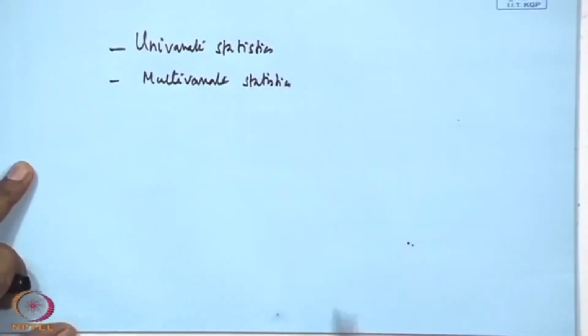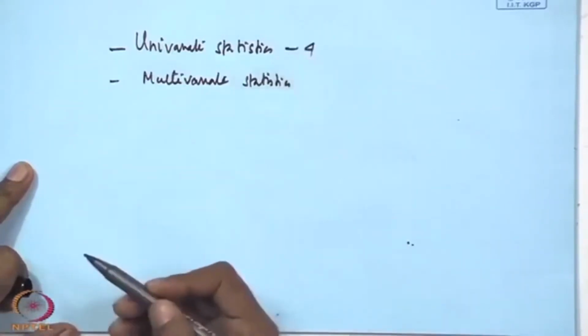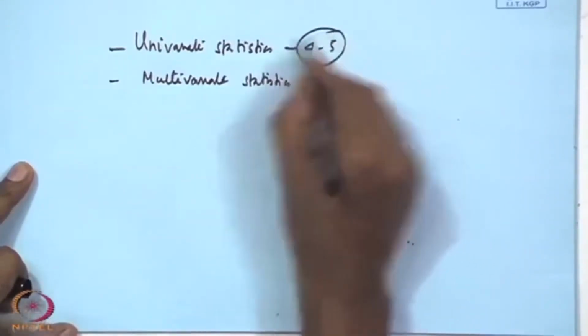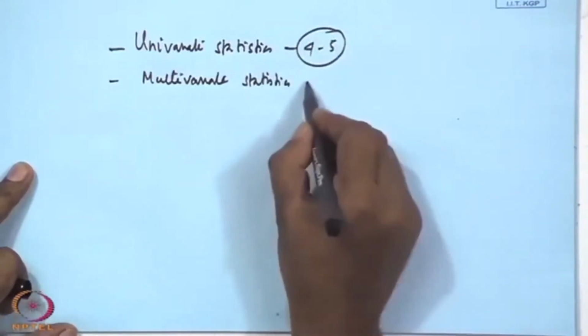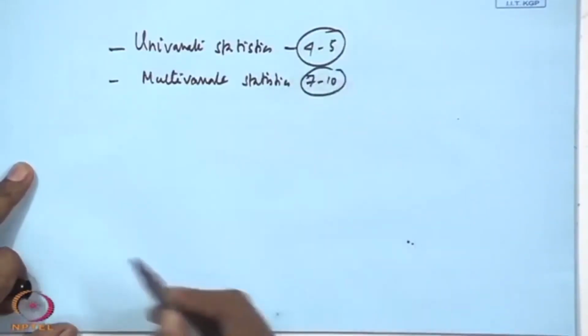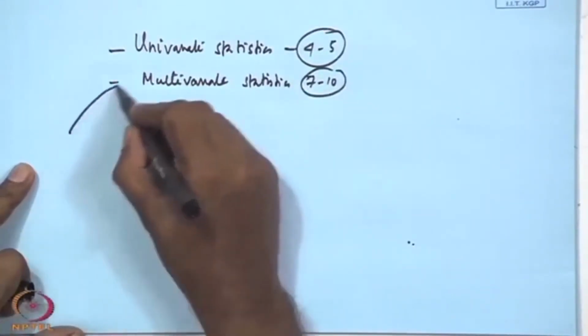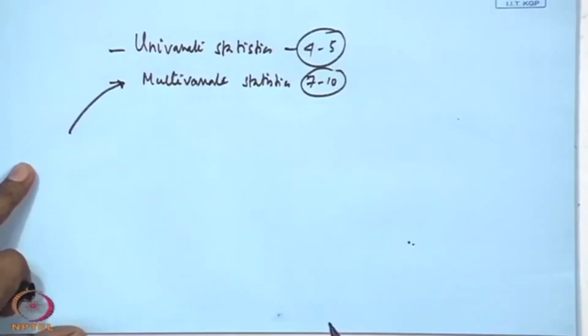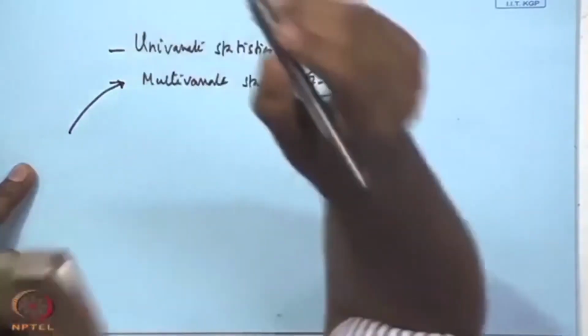There may be 4 to 5 hours of the univariate case, then around 7 to 10 hours on multivariate statistics, and understanding of multivariate statistics is very important for all of us. Otherwise, you will not be able to explain the multivariate models. What are those models? Where are these models coming from? What is the utility of the model? We will say many things and you will not be able to explain. So the backbone for all those multivariate models is multivariate statistics.